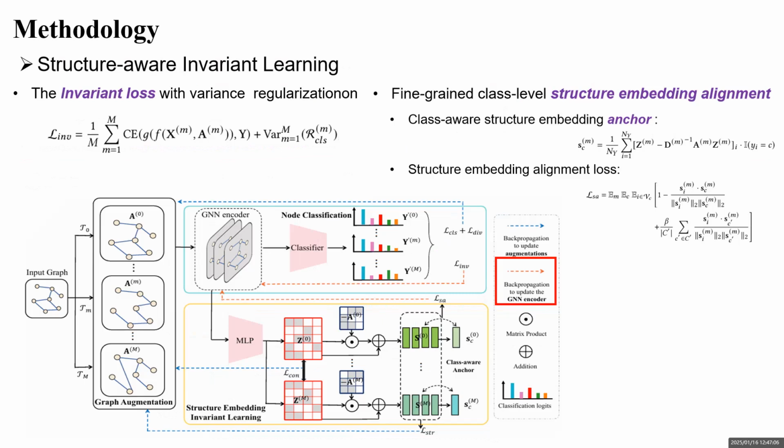First, we develop invariant laws with variance regularization. Then, we propose a class-level structure embedding alignment loss to minimize the disparity between the structure embedding and anchor to constrain the aggregated feature invariance within the same class.